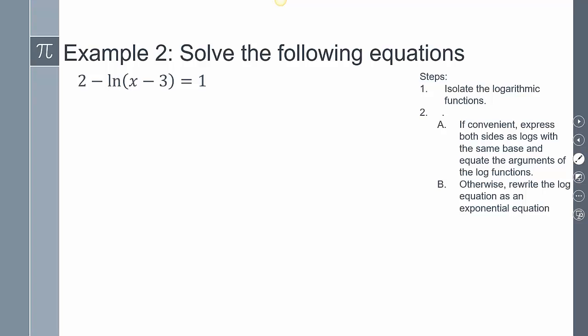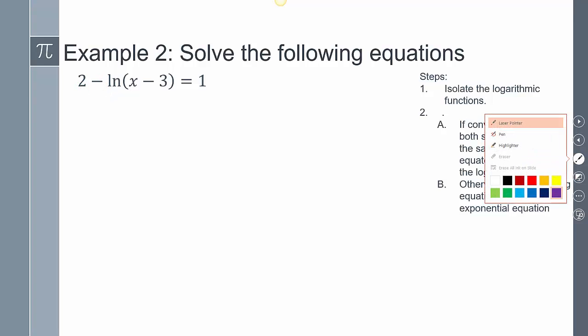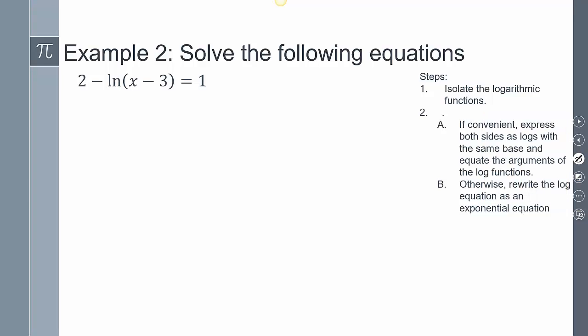The next one, isolate the log function. Well, if you notice, it's not by itself. I have this 2 and there's a negative in front of that log. So I need to take steps to be able to isolate it. So I'm going to subtract 2 on both sides. So I get -ln of x minus 3 equals -1. And then dividing by a negative, I get ln of x minus 3 equals +1. So it's been isolated.